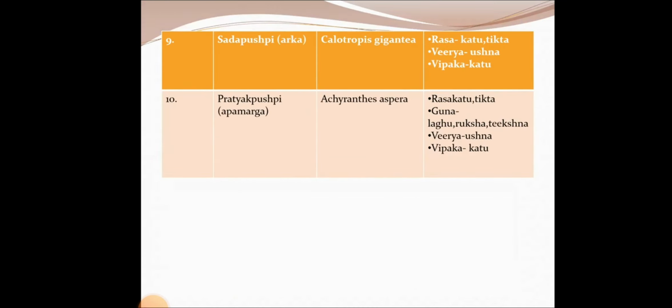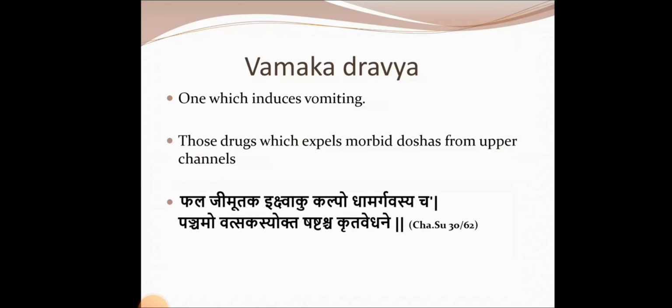Next is Vamaka Dravya. We have learned that the drug which induces vomiting is the Vamaka Dravya, those drugs which expel morbid doshas from the upper channels, that means they have the Urdhva Bhaga Prabhava. In Charaka Samhita it is mentioned that Vamaka Dravyas are Phala, Jimutaka, Ikshvaku, Dhamargava, Vatsaka, Kritavedana. These are the 6 kalpas mentioned in Charaka Kalpasthana.